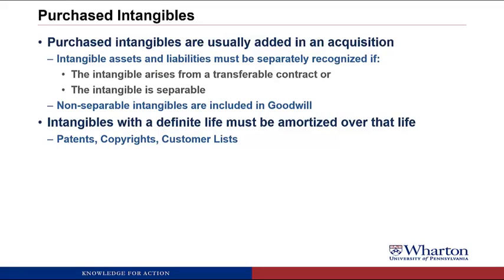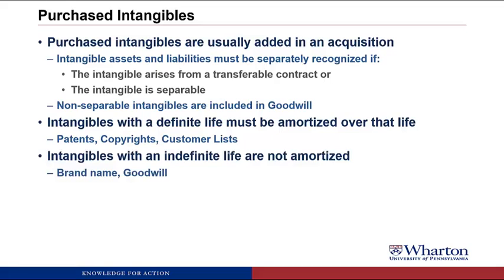Customer lists, this requires a little bit more judgment. So if you got a customer list, you would think, well, we're going to be able to benefit from this for about 3 years and then it won't be useful anymore. Then you would take that customer list asset and amortize it over 3 years.